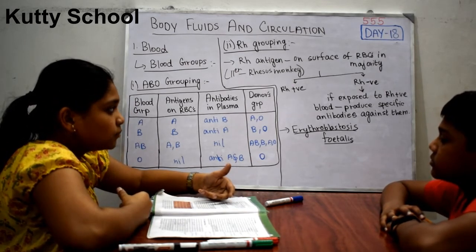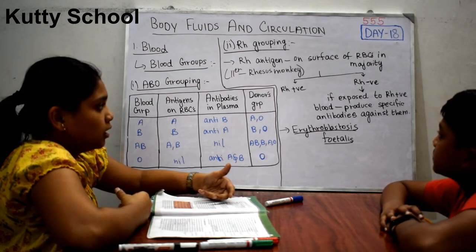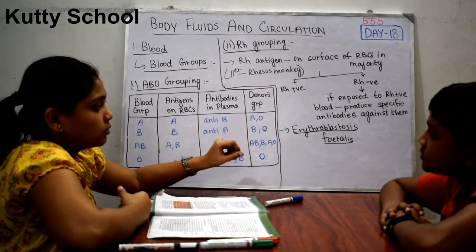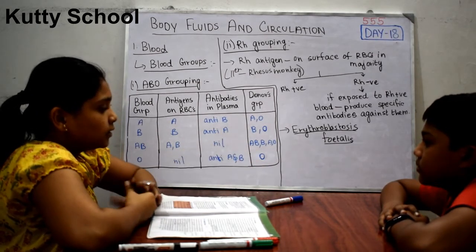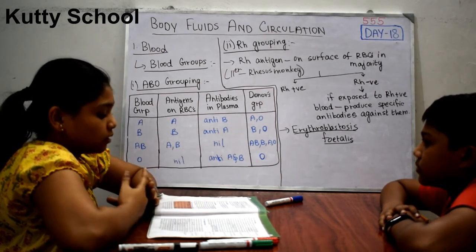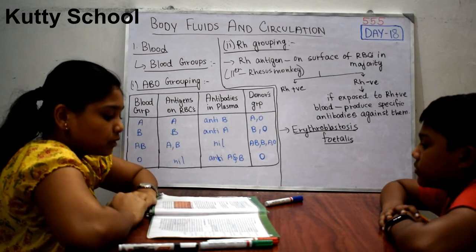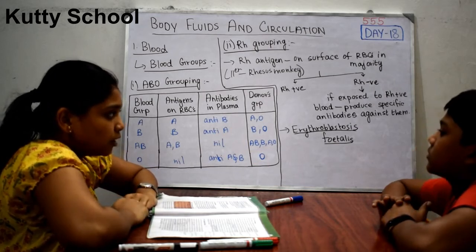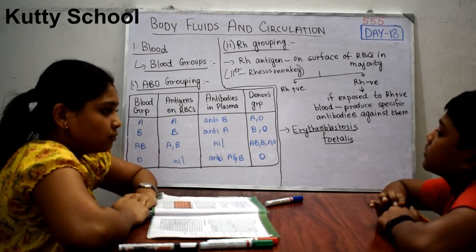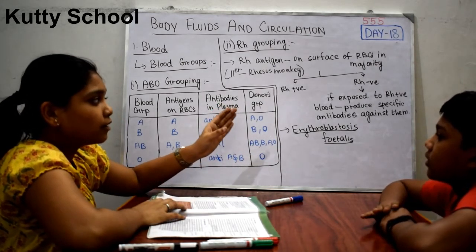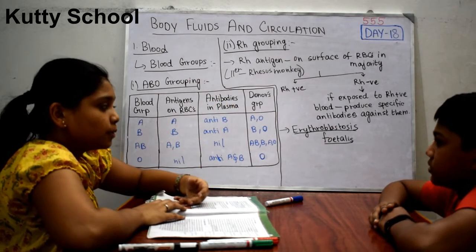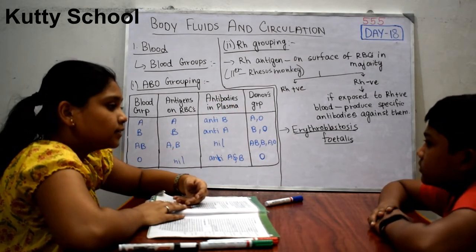Okay. So therefore, after the delivery of the first baby, the mother is given antibodies against these RH positive cells. Okay, the antibodies against RH positive, because the RH negative blood group prepares antibodies against RH positive.